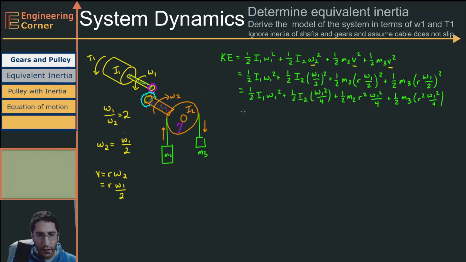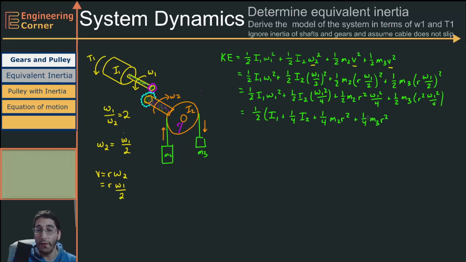Now, we want to collect terms. So each of these terms has a 1/2. So we're going to take a 1/2 out. And now we're going to collect our inertia terms and any coefficients that we have. So we're going to have I1 plus 1/4 I2 plus 1/4 m2 r squared plus 1/4 m3 r squared.